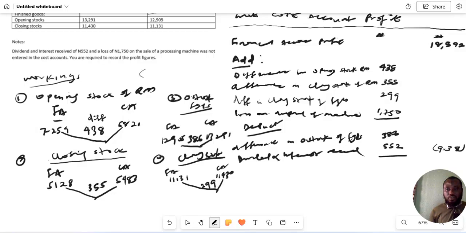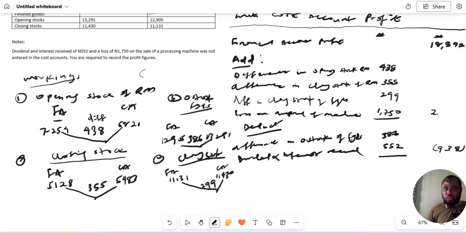So we're taking this off. Let's add this 438. Let me use my calculator: 438 plus 355 plus 299, plus 1,750, that now gives us 2848.